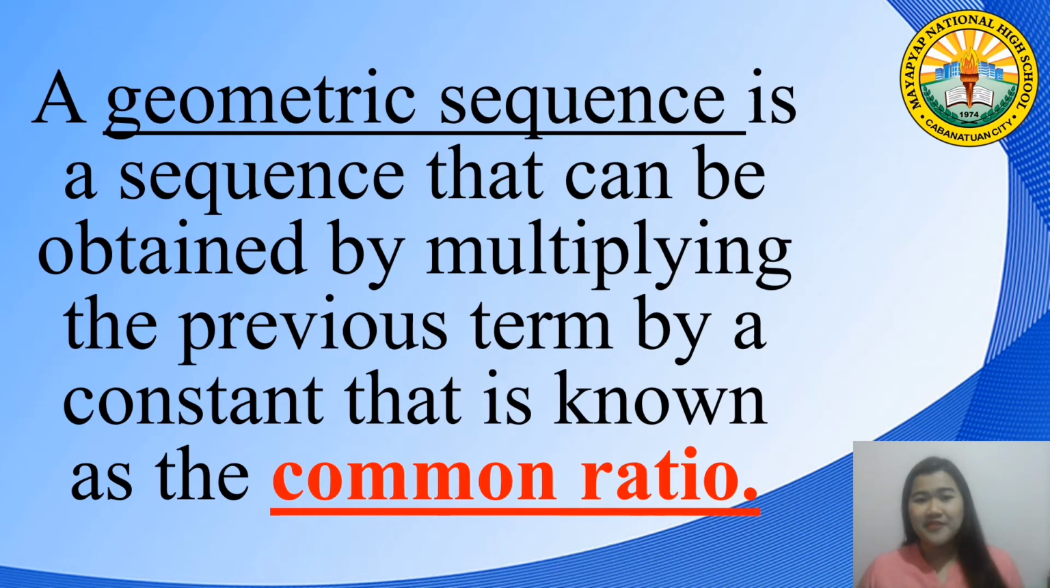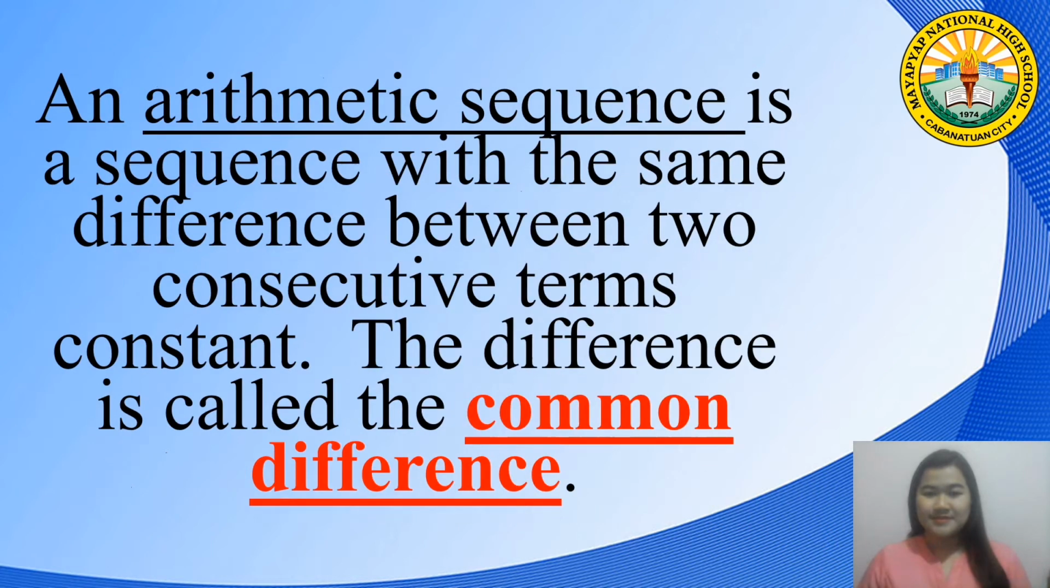Let's differentiate a geometric sequence from an arithmetic sequence. As I have said, a geometric sequence is a sequence that can be obtained by multiplying the previous term by a constant that is known as the common ratio. We also know that an arithmetic sequence is a sequence with the same difference between 2 consecutive terms. The difference is called the common difference.